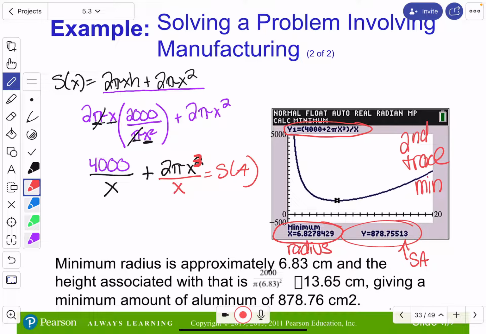So this is why we spent so much time solving for variables, because it's going to help you solve problems later.